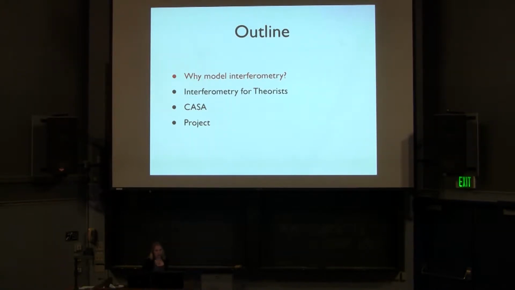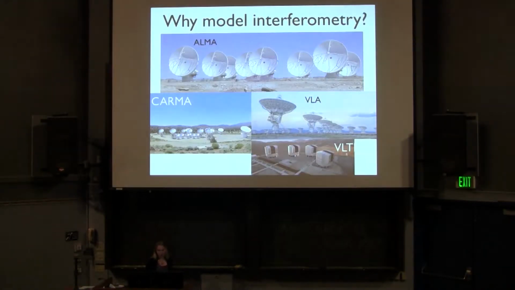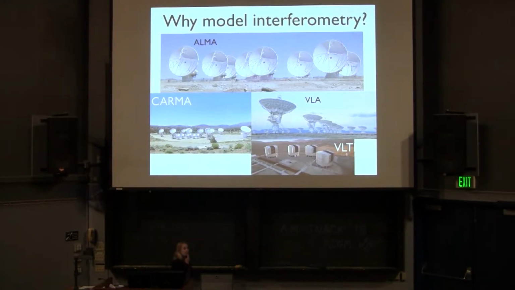Okay, so why model interferometry? Over the last decade, there's been an observational revolution going from single dish, single antenna instruments to multi-antenna and multi-dish instruments. The foremost of those, and the most recent, is ALMA, which has been coming online over the past few years with an increasing number of antennas, and is still ramping up. And we're in cycle 1 now in terms of the observing. Other instruments are, for example, CARMA, and VLA, and VLT.